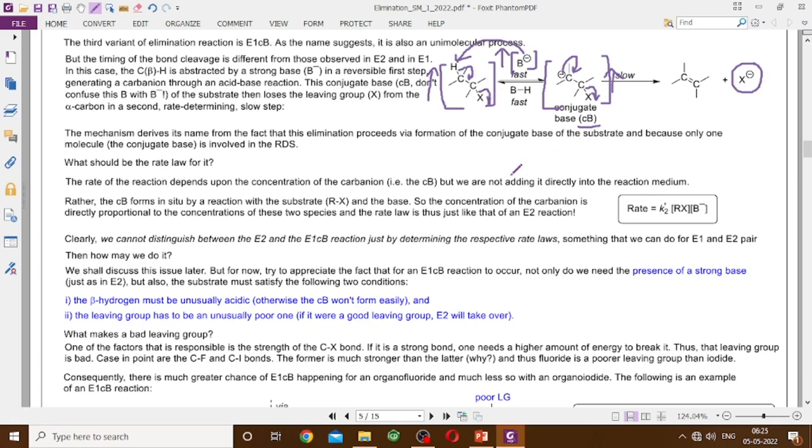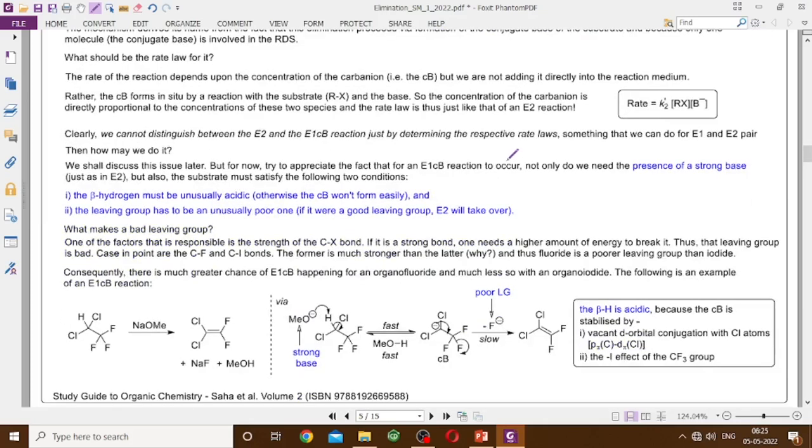If E1CB were to happen, যেখানে কনজুগেট বেস তৈরি হয়ে তারপরে CX বন্ডটা ভাঙবে, তাহলে CX বন্ডটাকে কিন্তু টাফ হতে হবে, স্ট্রং হতে হবে। Therefore, I need presence of strong base. I need unusually acidic beta hydrogen. Otherwise, the conjugate base easily will not form. And the leaving group has to be an unusually poor one. যদি গুড লিভিং গ্রুপ হয় তাহলে E2 টেক ওভার করে নেবে। তো ব্যাড লিভিং গ্রুপ কি করে বুঝবো?